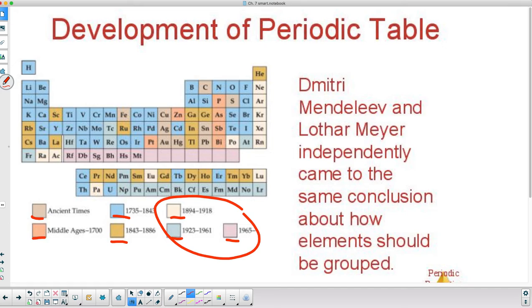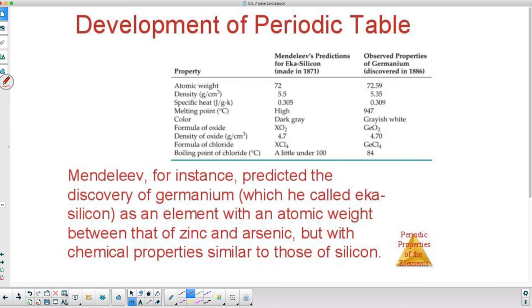Most of the ones that you are familiar with were known by the time Mendeleev had done his work to create the first periodic table. He did it using atomic masses. So Mendeleev, for instance, predicted the discovery of germanium. He used the atomic weights to arrange the elements, but he had holes in his periodic table.